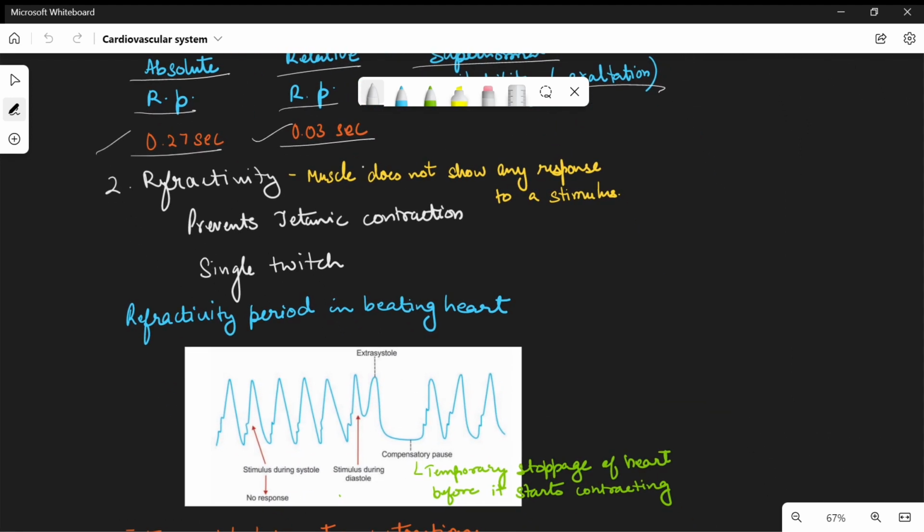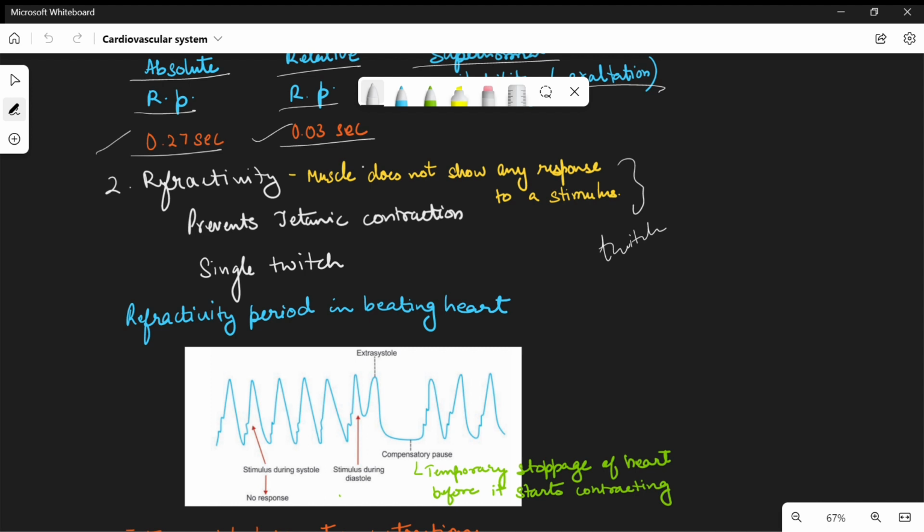Now coming to the next property, that is refractivity. First of all, let us understand the term refractivity. That means the muscle does not show any response to a stimulus. You have already read about twitch, muscle twitch, single twitch, complete twitch, incomplete twitch and all. So this refractivity is basically when a muscle does not show any response to a stimulus, and it prevents tetanic contraction.